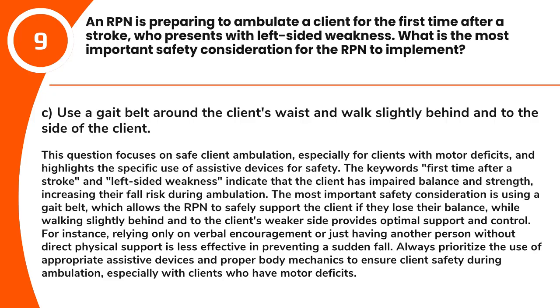The most important safety consideration is using a gait belt, which allows the RPN to safely support the client if they lose their balance, while walking slightly behind and to the client's weaker side provides optimal support and control. For instance, relying only on verbal encouragement or just having another person without direct physical support is less effective in preventing a sudden fall. Always prioritize the use of appropriate assistive devices and proper body mechanics to ensure client safety during ambulation, especially with clients who have motor deficits.